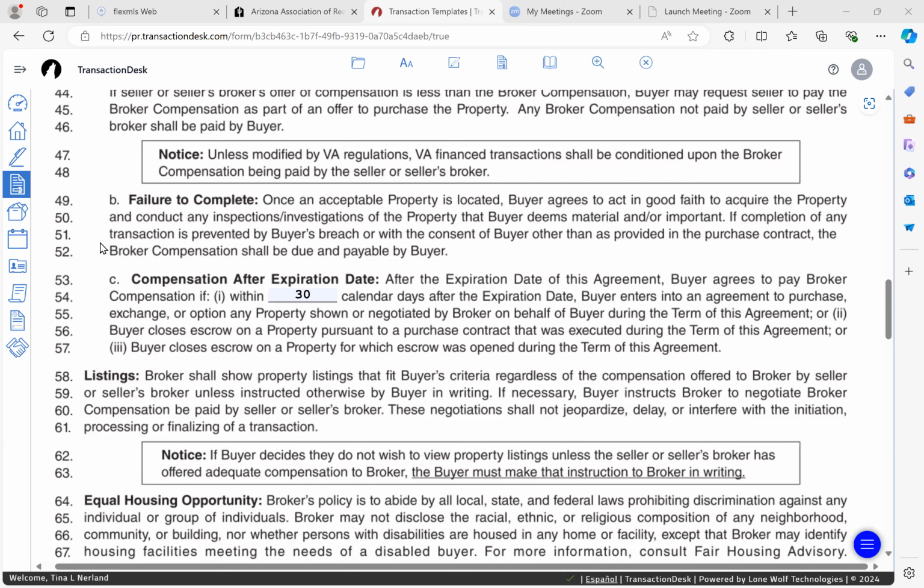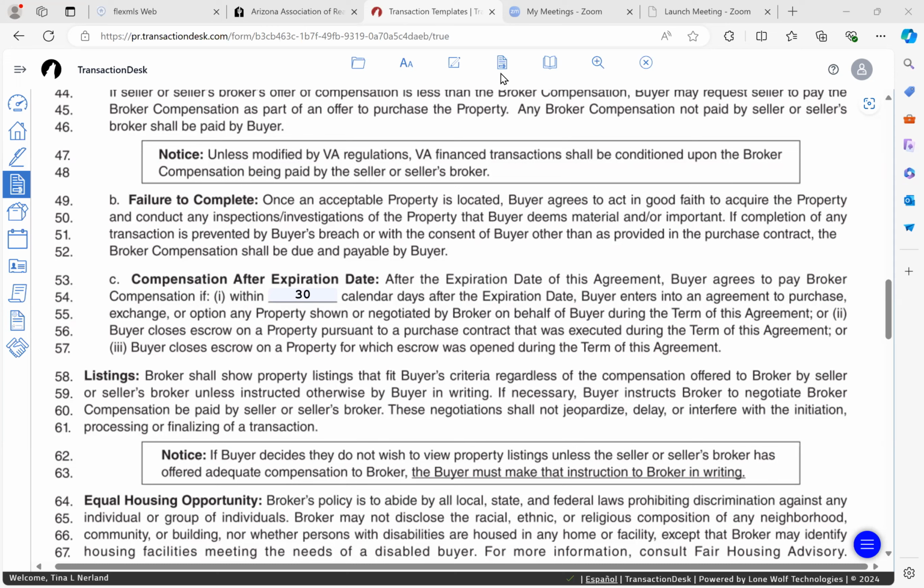Compensation after the expiration date. After the expiration date of this agreement, buyer agrees to pay broker compensation within X amount of days after the expiration date, if the buyer enters into an agreement to purchase, exchange, or option any property known or negotiated by the broker on behalf of the buyer during the term of this agreement, or the buyer closes escrow on a property pursuant to a purchase contract that was executed during the term of this agreement, or buyer closes escrow on a property for which escrow was opened during the term of this agreement.